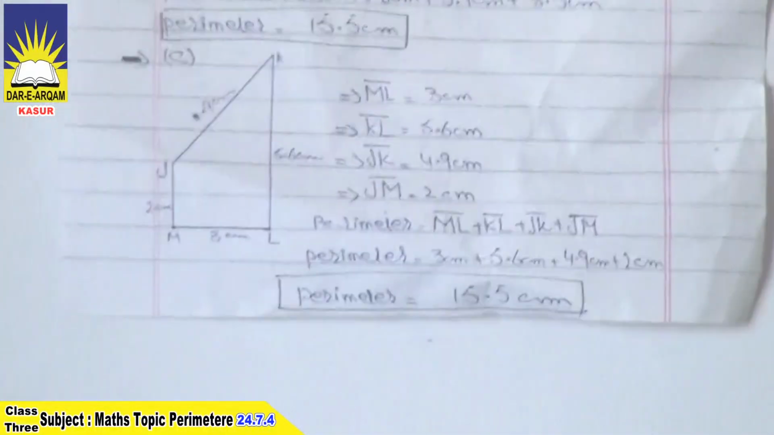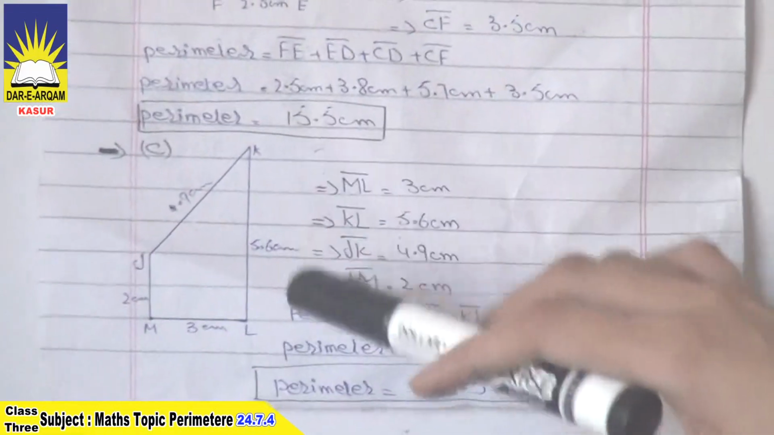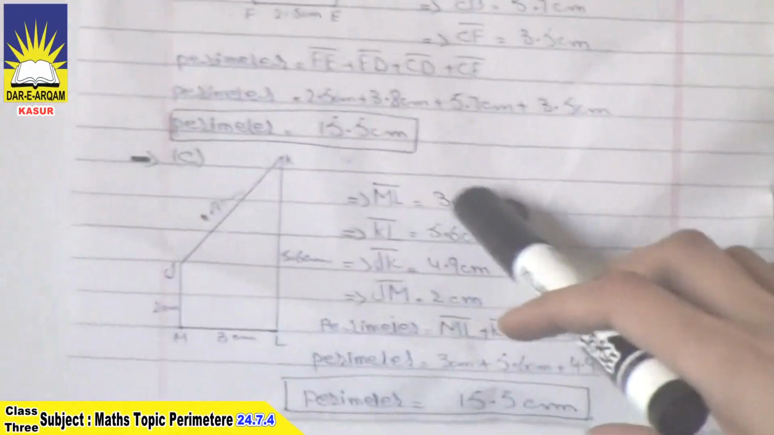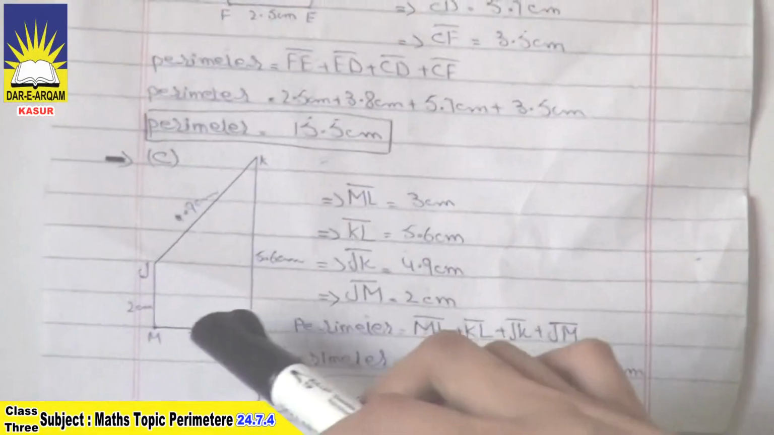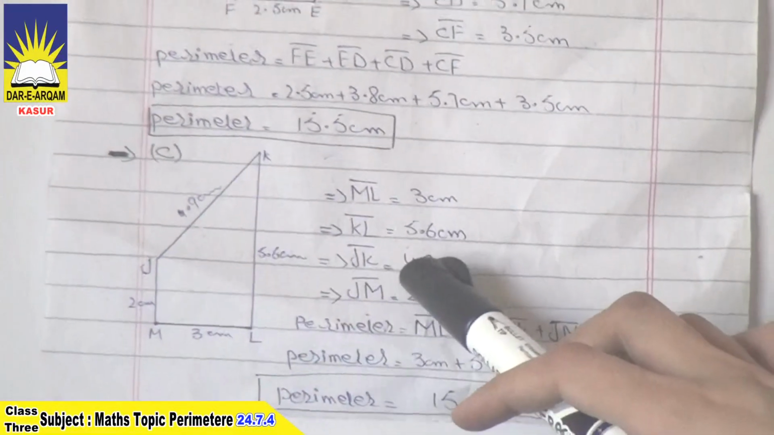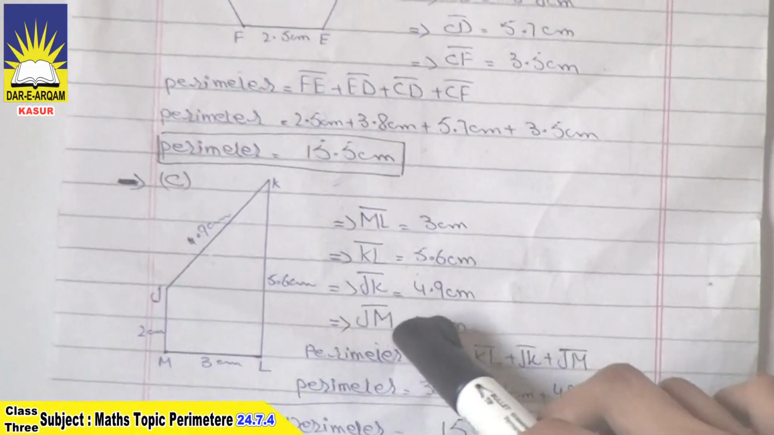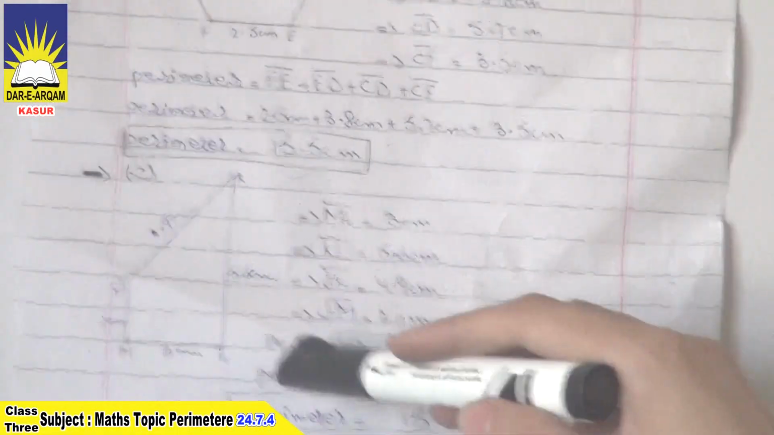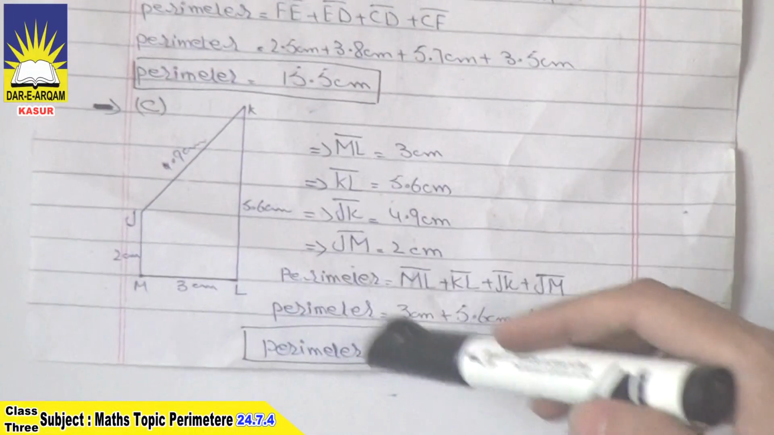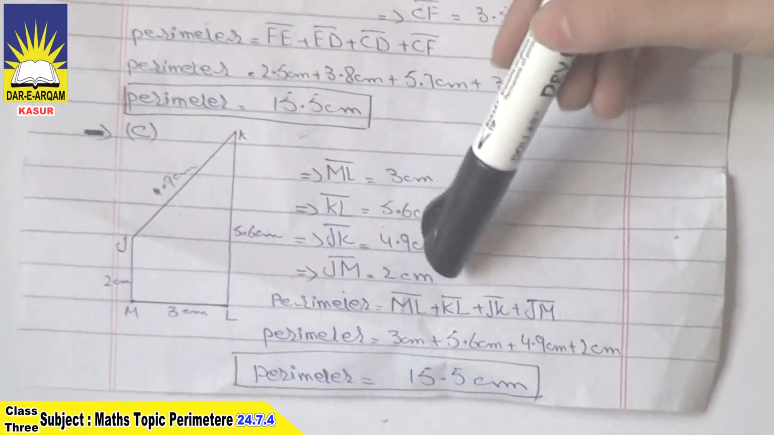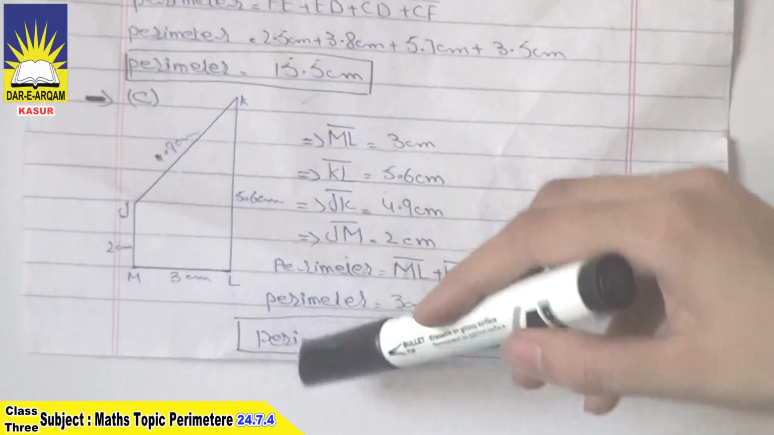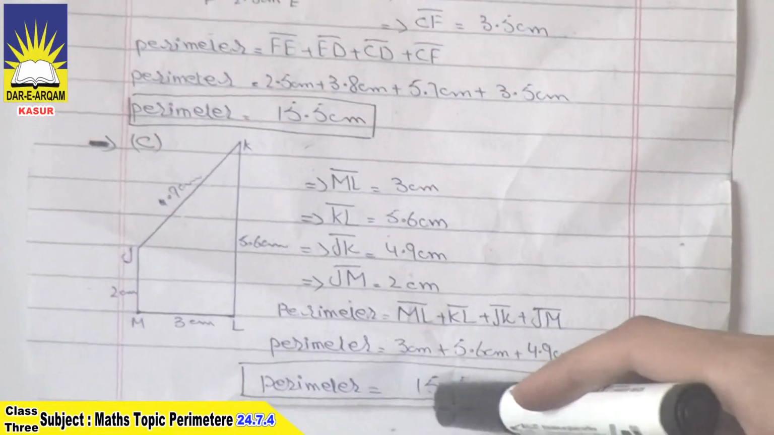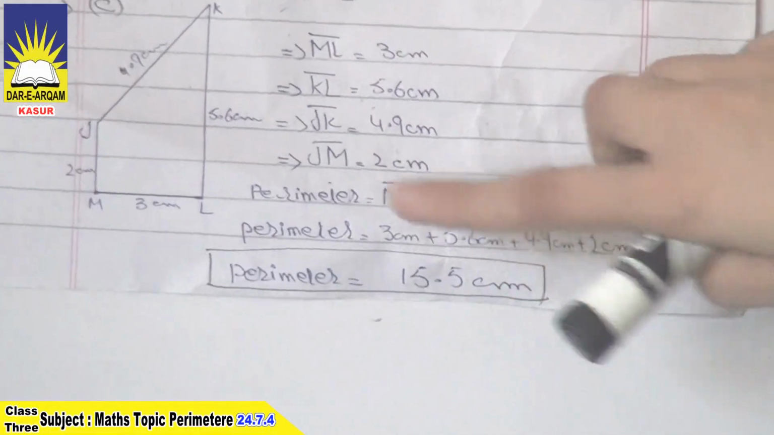Next we have C, and we have LK. ML equals 3 centimeters, KL equals 5.6 centimeters, JK equals 4.9 centimeters, and JM equals 2 centimeters. Now add all the lengths of this diagram to find the perimeter. So ML plus KL plus JK plus JM. So the perimeter equals 15.5 centimeters.